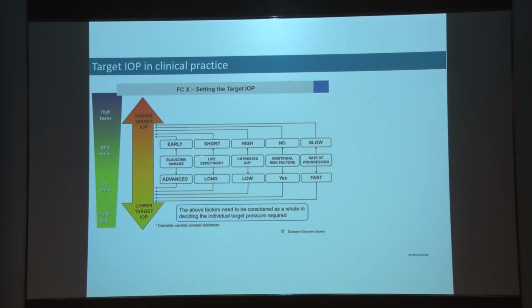If the life expectancy is short, then higher target IOP can be managed. If it is long, then you have to think about going to a lower target IOP. If the untreated IOP is high, then you can keep the target IOP on the higher side. But if the untreated IOP is low, then that needs to be reduced further. If the rate of progression is slow, we can have a higher target IOP, but if it is fast, then you need to tend it lower down.